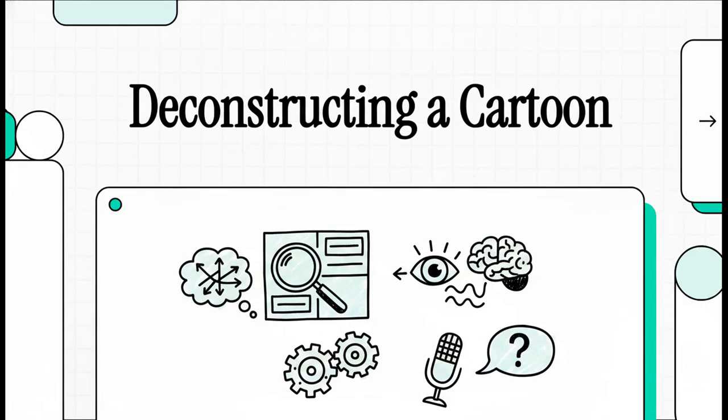Have you ever wondered how you can make a powerful argument without saying a single word? Well, that's exactly what we're going to break down today. We're going to deconstruct a political cartoon to really see how visual language works and how an artist can tell a really complex story using nothing but images.